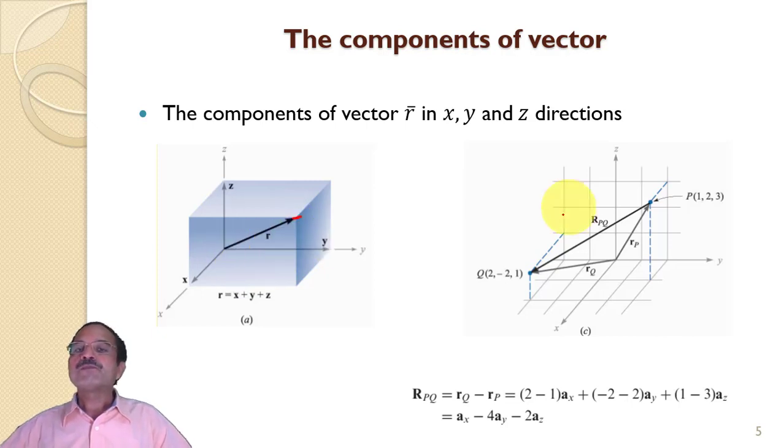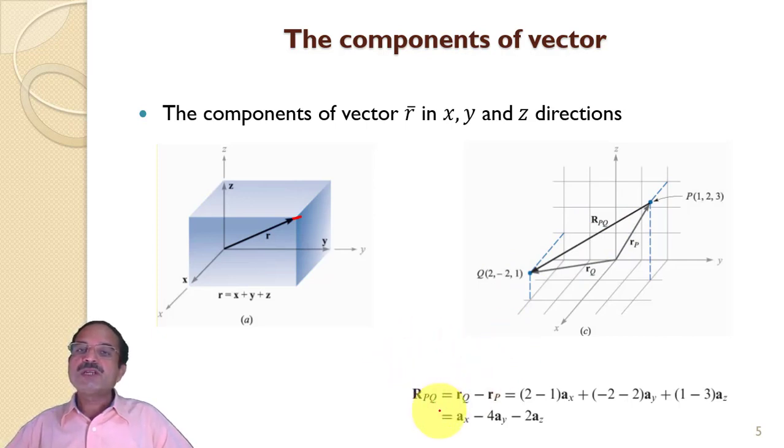So in general, any vector can be represented as an addition of three vectors in those three axes. Now if I have some point P here, which is having coordinates x equal to 1, y equal to 2 and z equal to 3, there is some other point Q with coordinates 2, minus 2 and 1. So if I join these 2 points, I get a position vector r PQ.